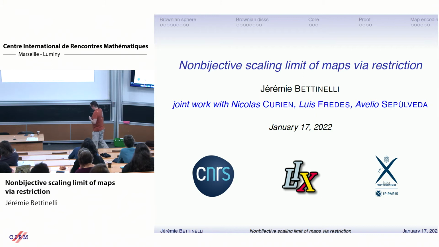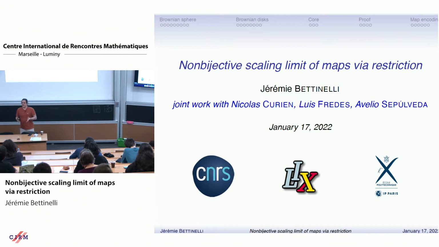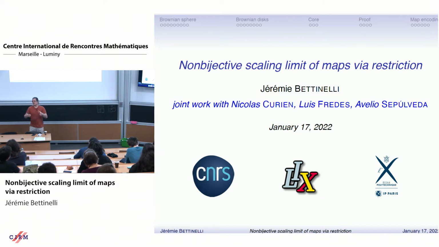So the point is to look at the scaling limit of a model of maps without using the classical approach, which is, well, usually you have a model of map, you have a nice bijection, you use the bijection, and you work with the bijection. And here I don't want to use the bijection because there is a bijection, but it is not very easy to work with. So the point is to use another model that is quite close and for which I already have the result. That's the point.